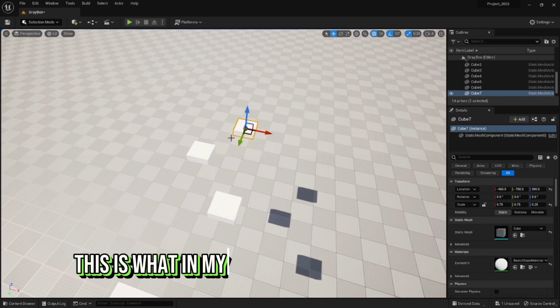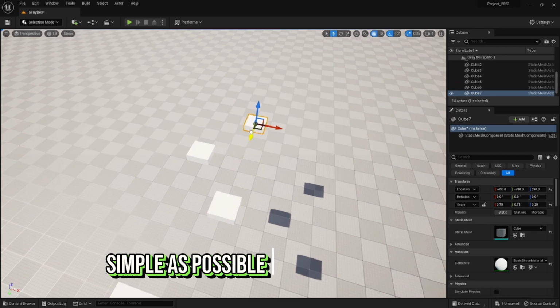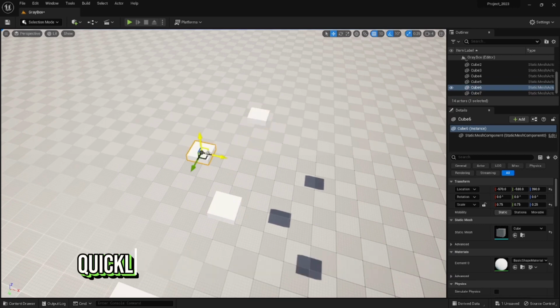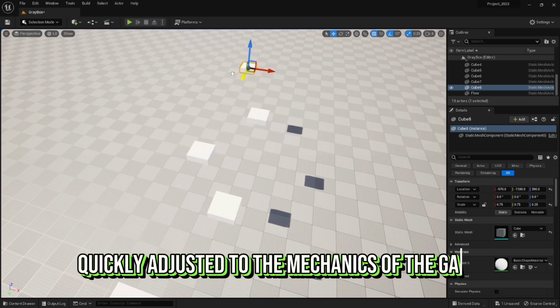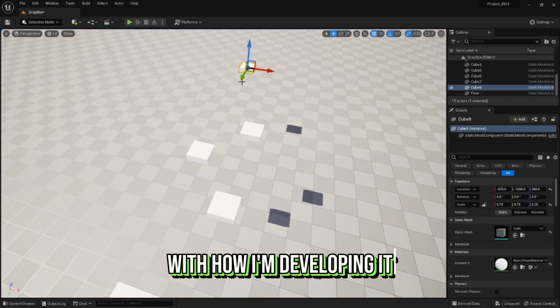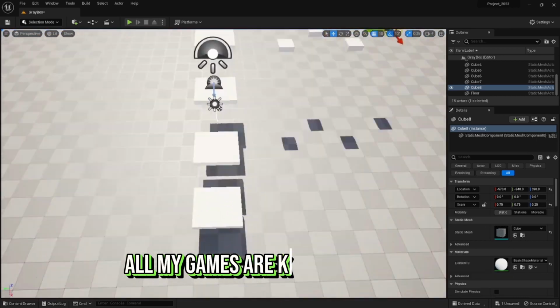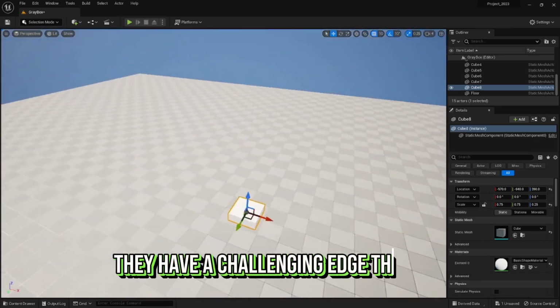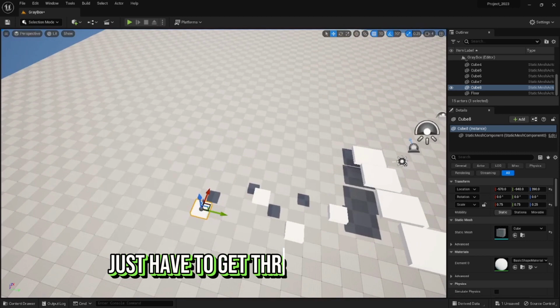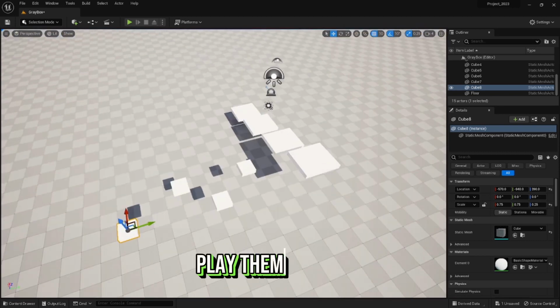This is what in my mind would be the first level. I wanted to keep it as simple as possible to get the players as quickly adjusted to the mechanics of the game as possible, because the game, with how I'm developing it, I feel like it's going to be a little bit more challenging. All my games are kind of challenging. They have a challenging edge that you just have to get through in order to play them well.